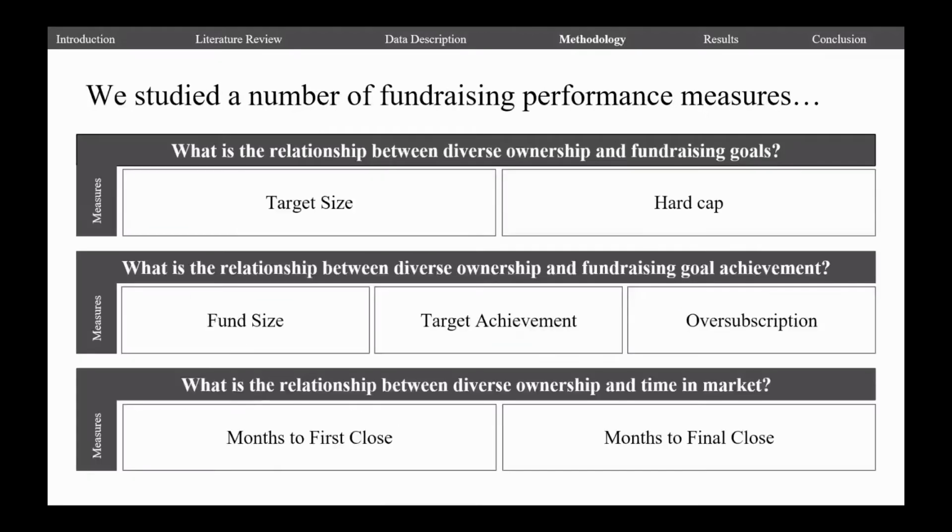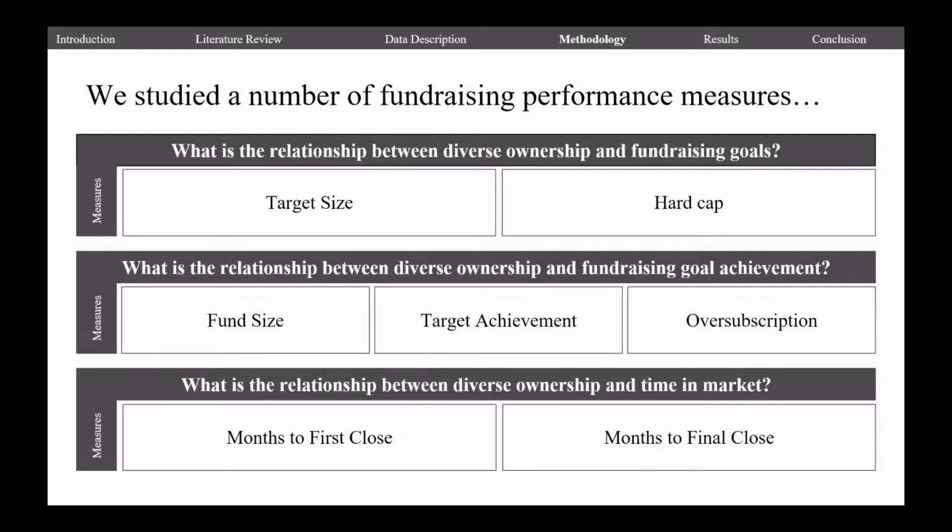To address the issue of comprehensiveness found in our literature review, we studied fundraising performance through 3 different questions, which we further broke out into 7 different metrics. First, we asked, what is the relationship between diverse ownership and fundraising goals? We measured 2 fundraising goals: target size, which is the amount of capital a firm expects to raise, and hard cap, which is the amount of capital that a firm will ultimately accept.